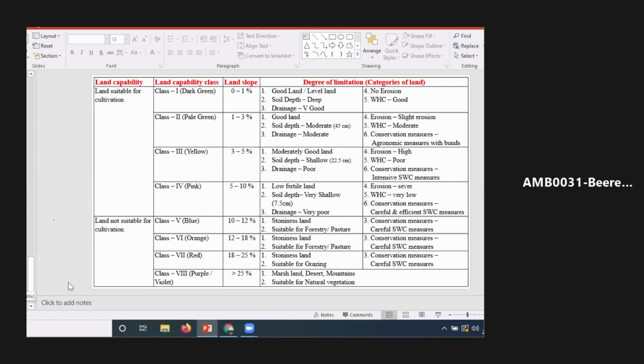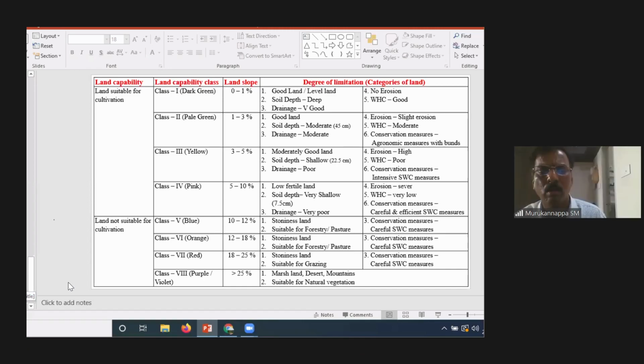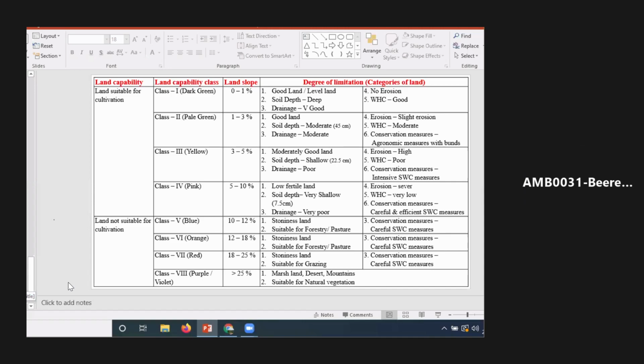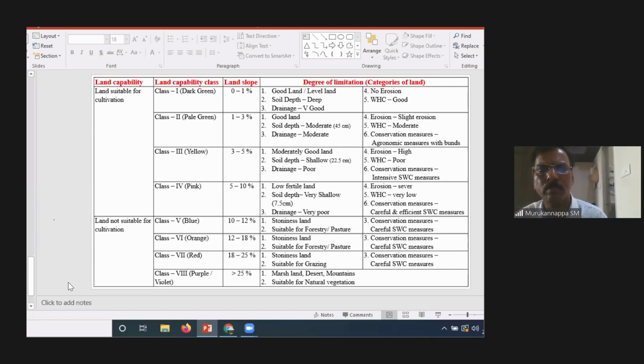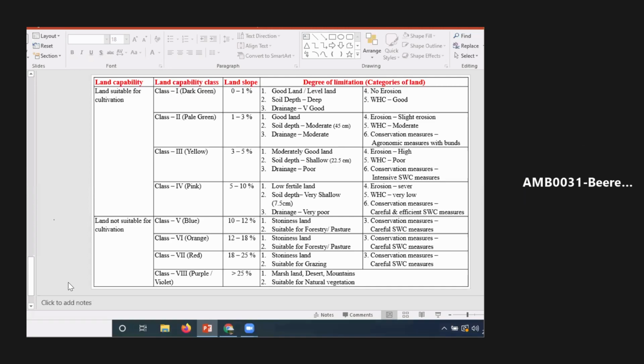Sir, suppose the land slope is 10 to 12%, and other factors are suitable for cultivation. Means the land is good, the soil depth is also deep, and drainage is also very good. Only the land slope is 10 to 12%. That means the land is suitable for cultivation or not, sir? It's suitable.